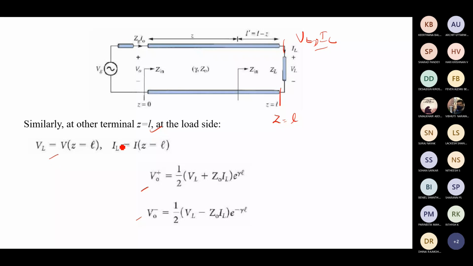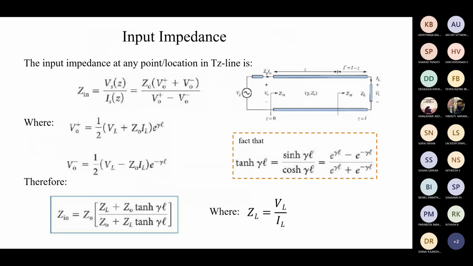So VL and IL are defined, and when we substitute that, we get this. So this is the voltage and current. Now we are going to calculate the input impedance. So how do we calculate the input impedance at any particular location?